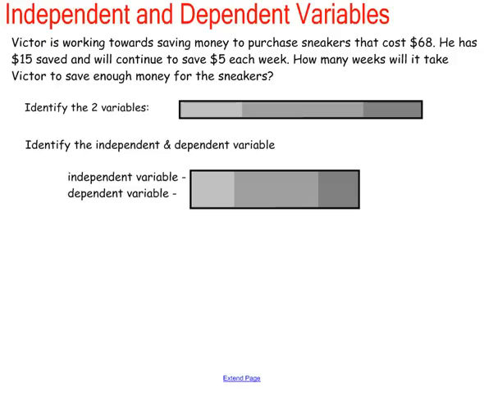Okay, I want you guys to try this one on your own. Victor is working towards saving money to purchase sneakers that cost $68. He has $15 saved and will continue to save $5 each week. How many weeks will it take Victor to save enough money for the sneakers? So go ahead and pause the video and try to identify the two variables, and then tell me which one is the independent variable and which one is the dependent variable.